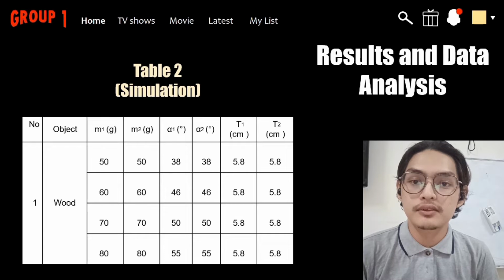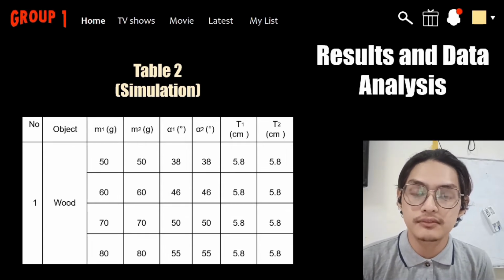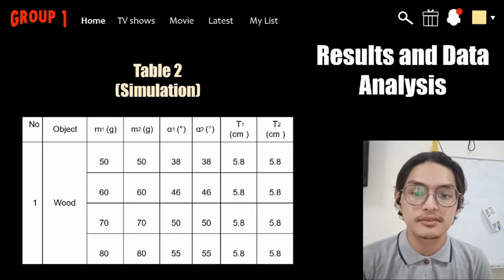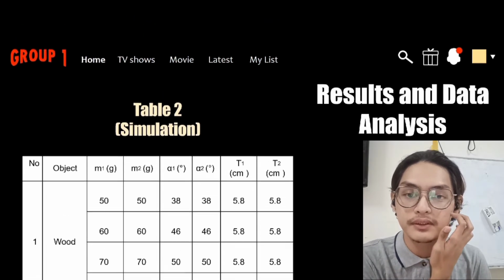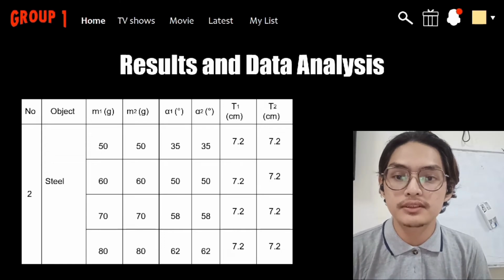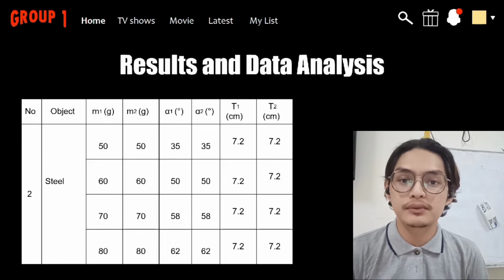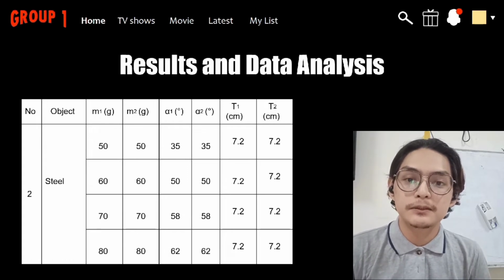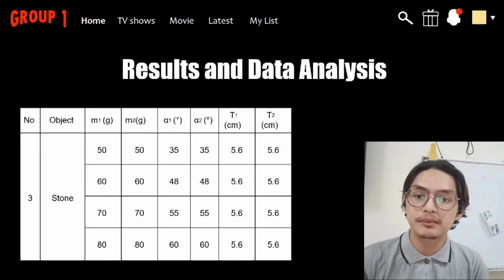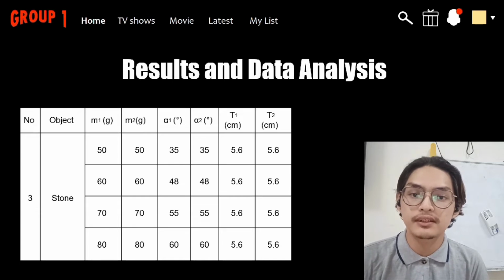So this is the result based on the simulation for wood, starting from 50 gram weight holders, 60 gram weight holders, 70 gram weight holders and 80 gram weight holders. Using the same amount of weight holders, replace the object with steel and you will get a new angle and tension. Replace the object with stone and you will get a new result for angle and tension.